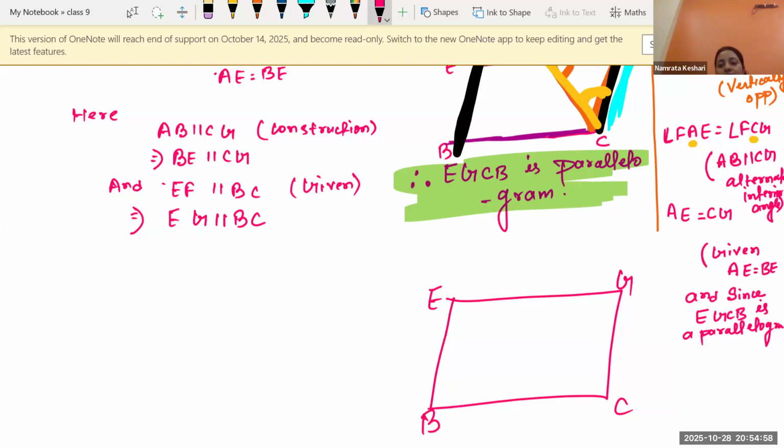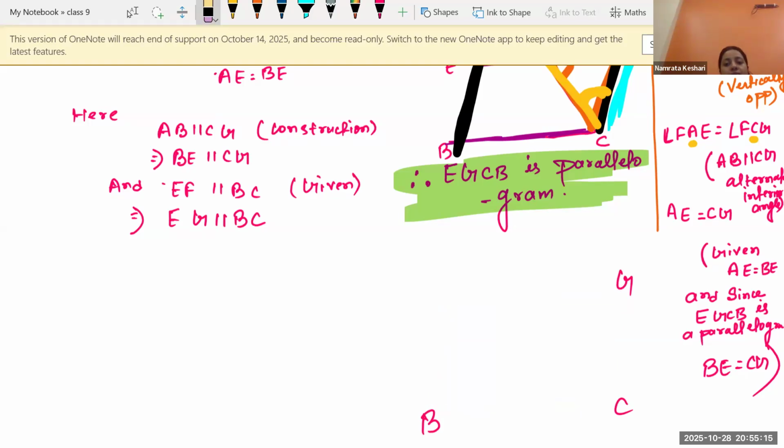So we are saying that this length BE is equal to CG. And these two conditions are giving us that AE and BE are the same, BE and CG are the same, and hence AE and CG are equal. Clear? Okay? And now we are done.